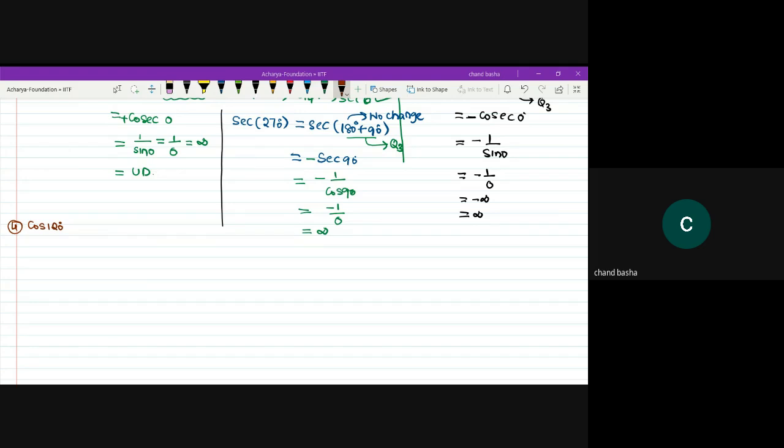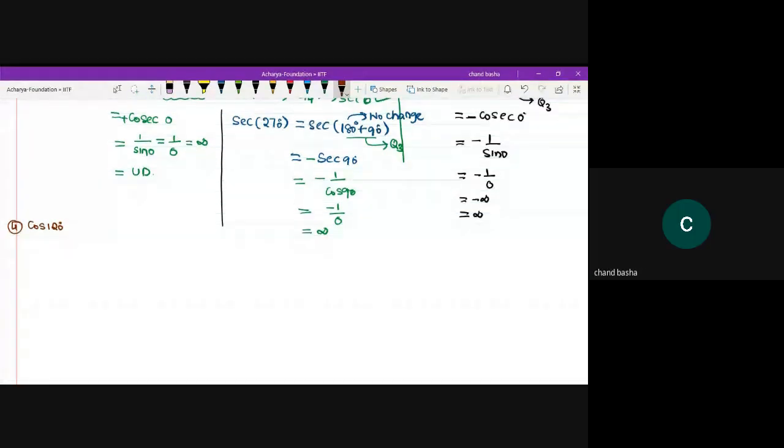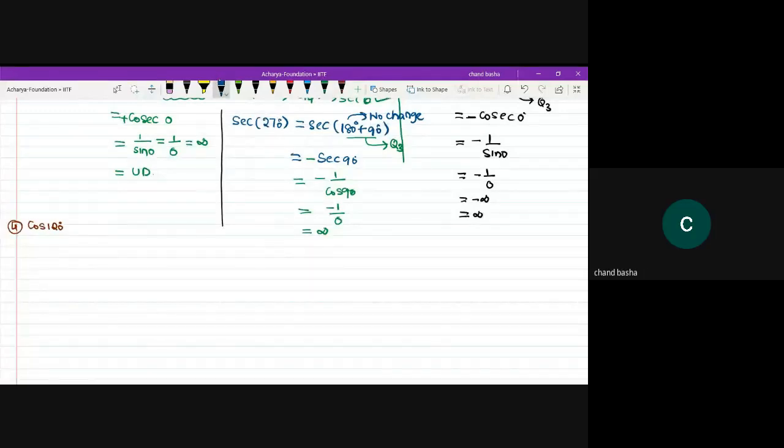Some of you have given 1 by 2, sir. Ranveer has given negative 1 by 2. Avani is also negative 1 by 2. That is important, guys. You people are not identifying the quadrant. After finding the value, after the change, the quadrant matters. Negative sign is important. Let's see how we are doing this.